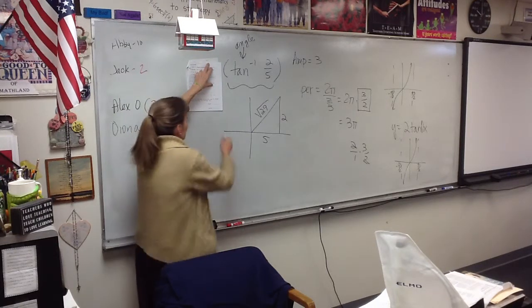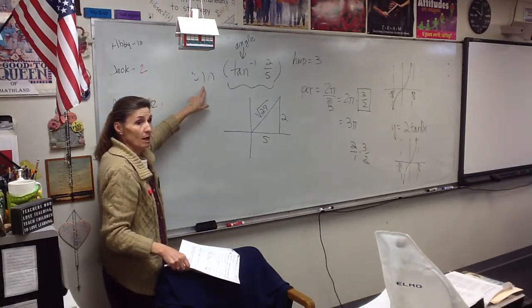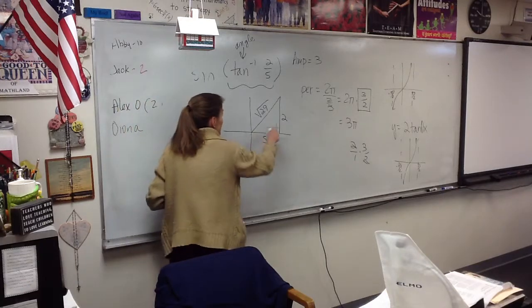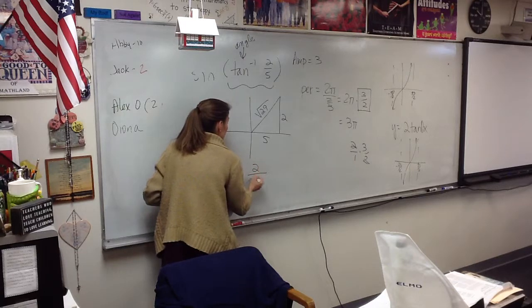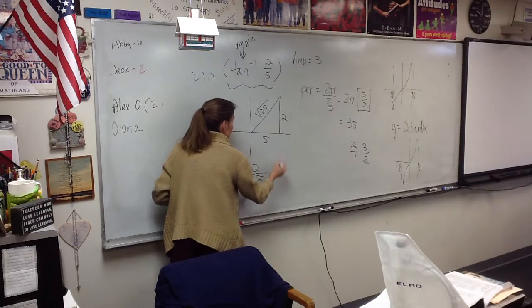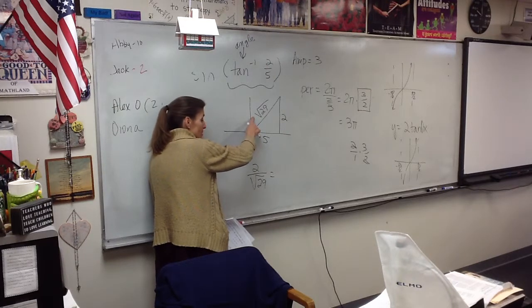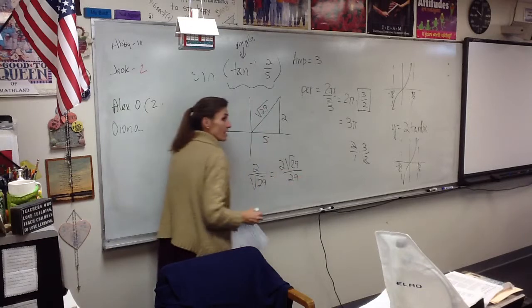Now, what do I want to know about that angle? I want to know its sine. Can I tell its sine from this picture? What would the sine be? Positive. 2 over root 29? Opposite over hypotenuse? Or 2 root 29 over 29?